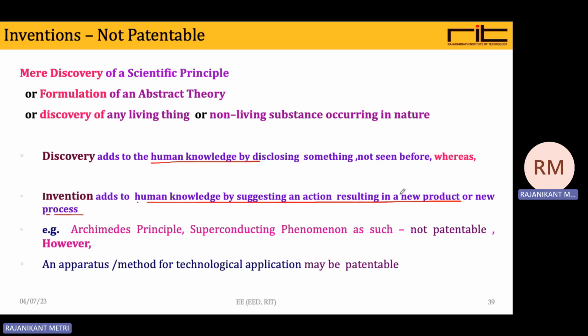It results in a new, useful product to society or human beings, living or non-living, or it may be a new process which does value addition to that particular process or to society. Those things can be patented. Now, Archimedes' principle and the superconducting phenomenon are not patentable. However, if you develop an apparatus or a method for technological applications, those may be patentable. If you have written some algorithm to develop an apparatus for the betterment of humankind, those things can be patented.